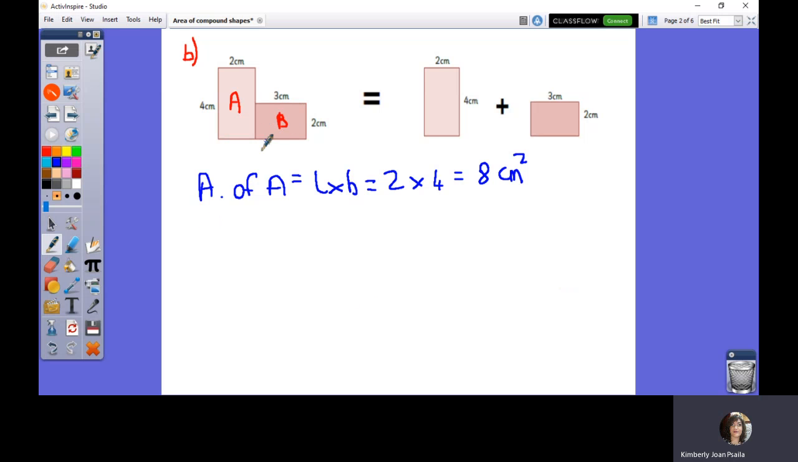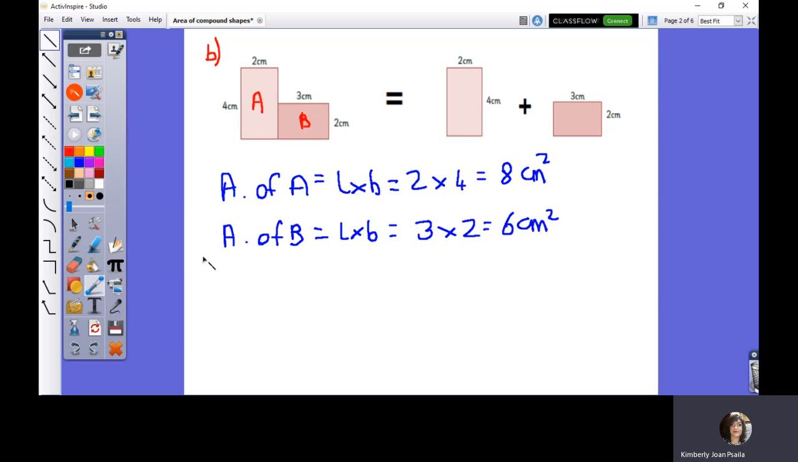Now let us work out the area of B. So area of B, again, length times breadth. Now the length of our rectangle here is 3. The breadth is 2. So 3 centimeters multiplied by 2, and you should get 6 centimeters squared.